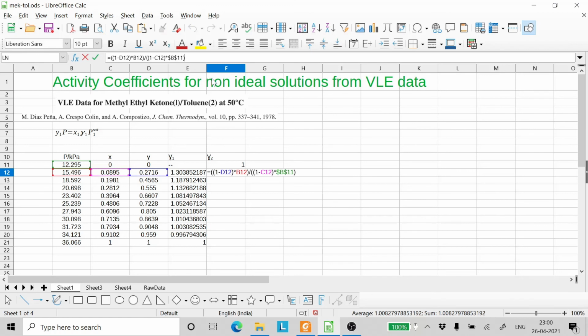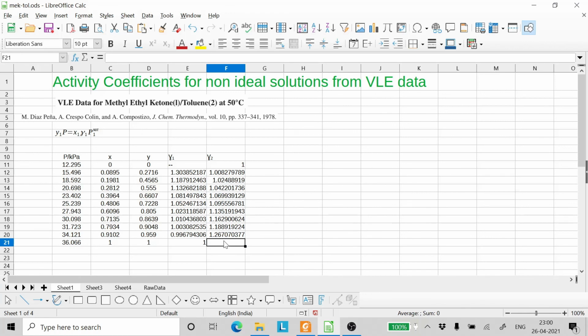So let's accept the brackets. Yeah, the brackets are right. And let's calculate. And as understood, the last value is indeterminate.